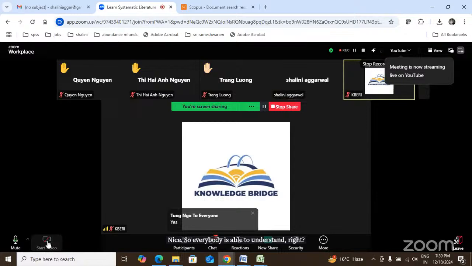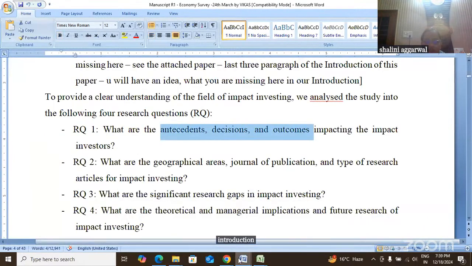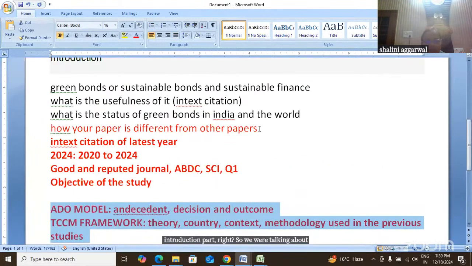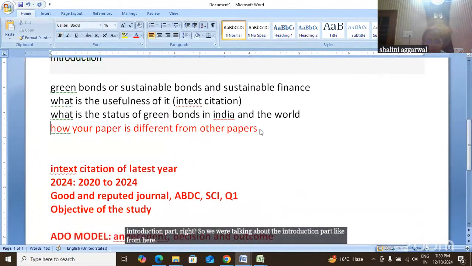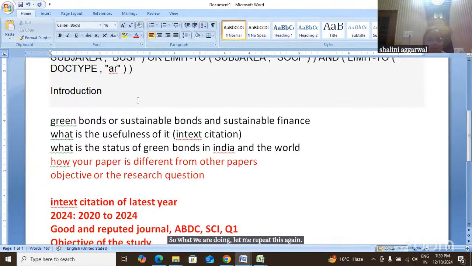So what is the next important thing? I was showing you the introduction part, right? We were talking about the introduction, the objective or the research questions. Let me repeat: we are talking about the SLR paper, how to write a systematic literature review paper. We have already seen how to write the research methodology part. Now I'm trying to tell you how to write the introduction part.